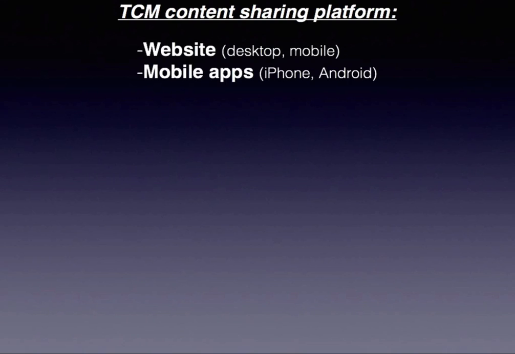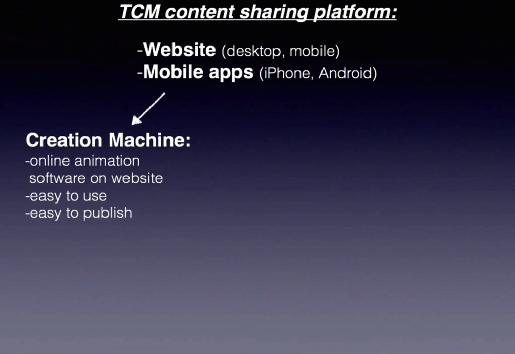So there are basically four components of this new business model. On the front end, there will be the website browser on desktop and mobile devices. As well as that, we'll export the content into a mobile app, which will be available on iPhone and Android. Within this app and within the website, there will be the creation machine.